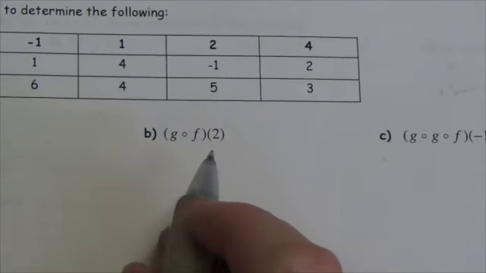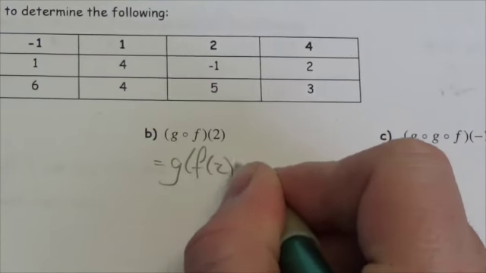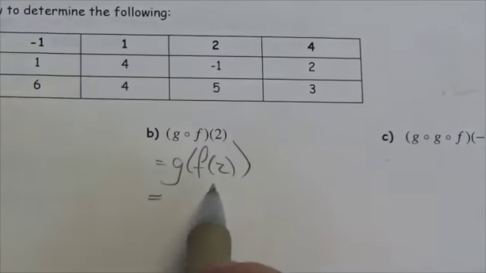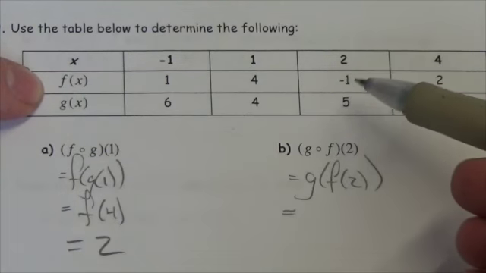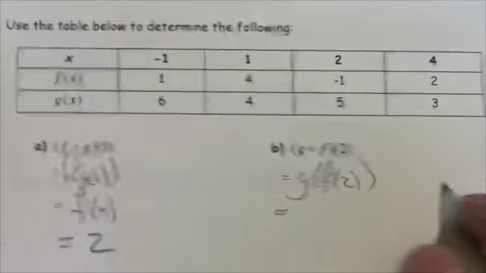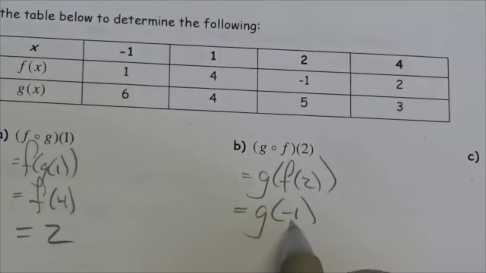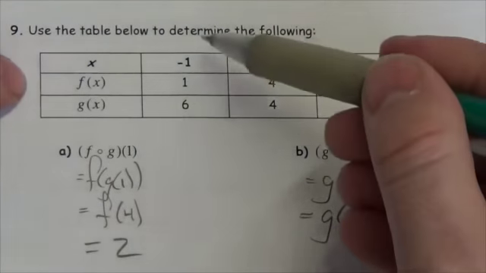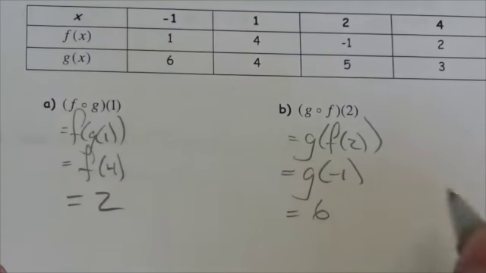Over here, this is g of f of 2. So I start on the inside there with f. I look at where x is equal to 2, and that's -1. So f of 2 is -1. Now, -1 is the input for g, and I see that that value there must be 6.